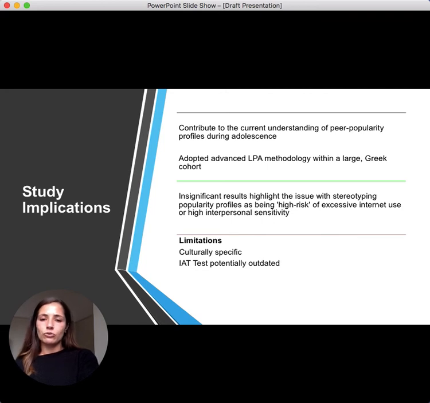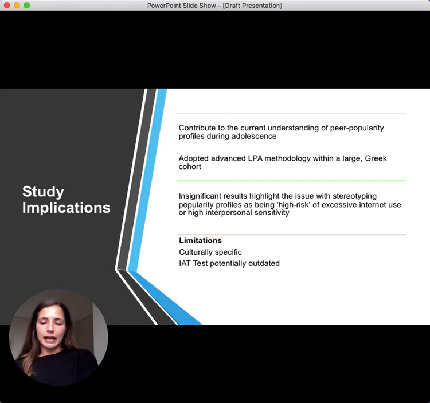This therefore calls into question certain stereotypes, assessment, and diagnoses of popularity types being high risk for either excessive internet use or high interpersonal sensitivity. The study was of course limited, the first limit being the culturally specific population solely in Greece. Therefore, cultural considerations are necessary.